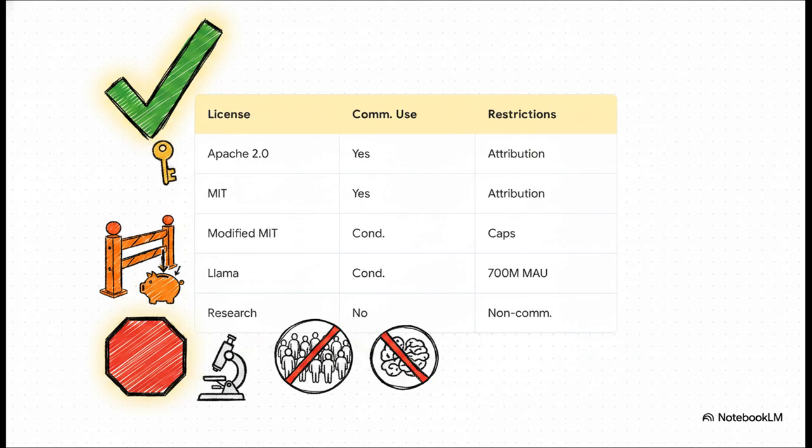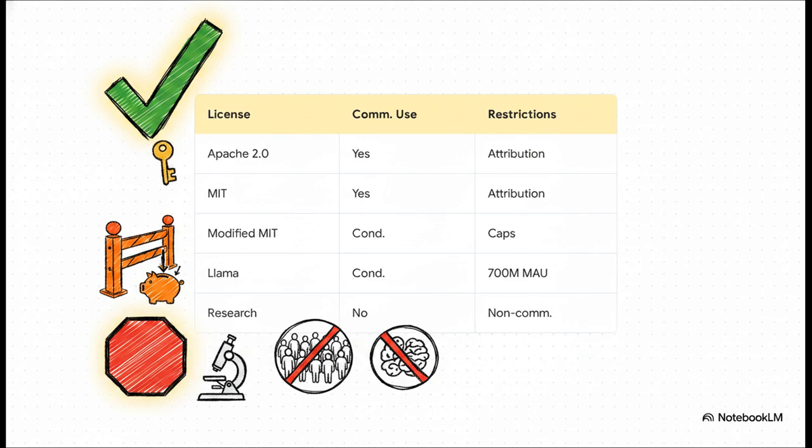Let's walk through this meticulously, because the phrase open weight absolutely does not automatically mean unrestricted commercial use. At the top, Apache 2.0 and standard MIT, those are the gold standard. They're broadly unrestricted, you just need to provide attribution. But you have to watch out for a modified MIT. Sometimes the lab will use MIT as a base, but then sneak in a revenue cap.